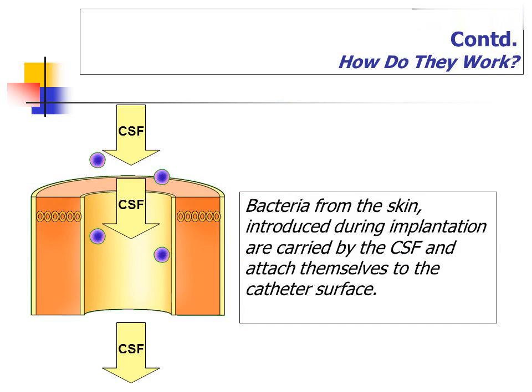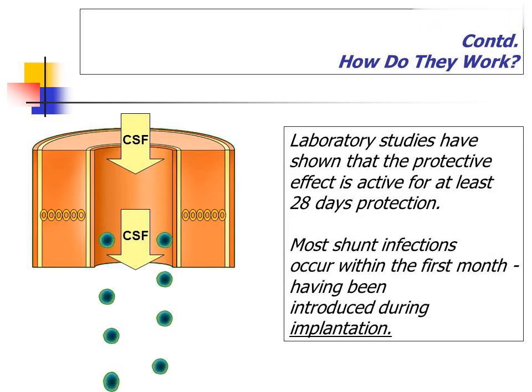How do they work? Bacteria from the skin, introduced during implantation, are carried by the CSF and attach themselves to the catheter surface. Laboratory studies have shown that the protective effect is active for at least 28 days protection. Most shunt infections occur within the first month, having been introduced during implantation.